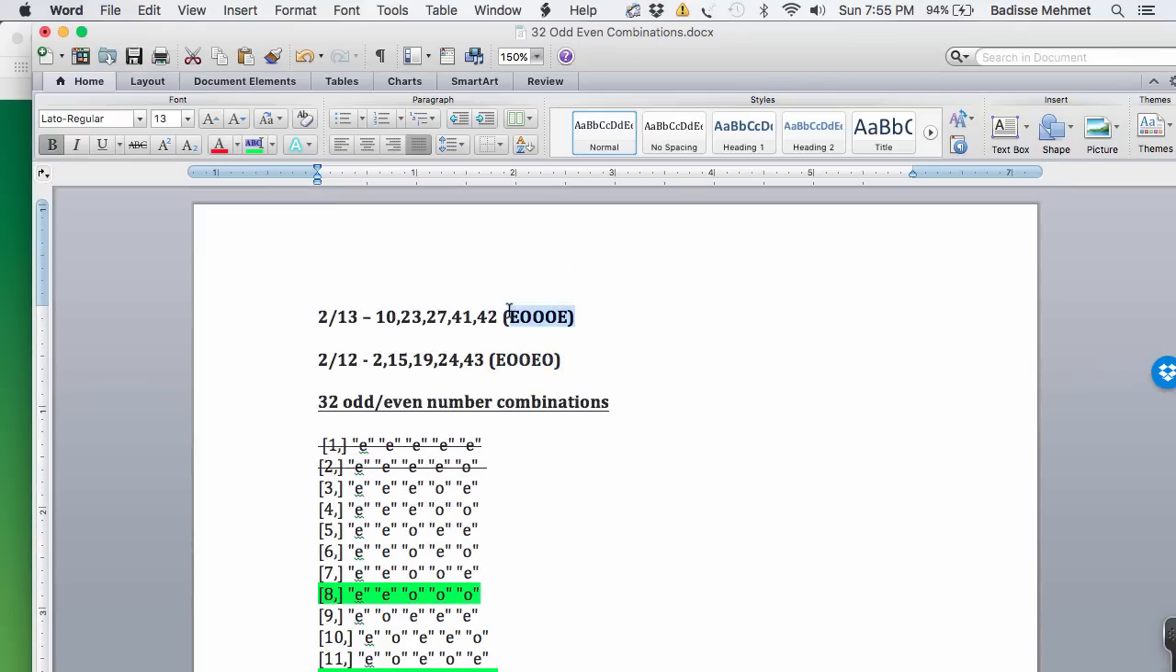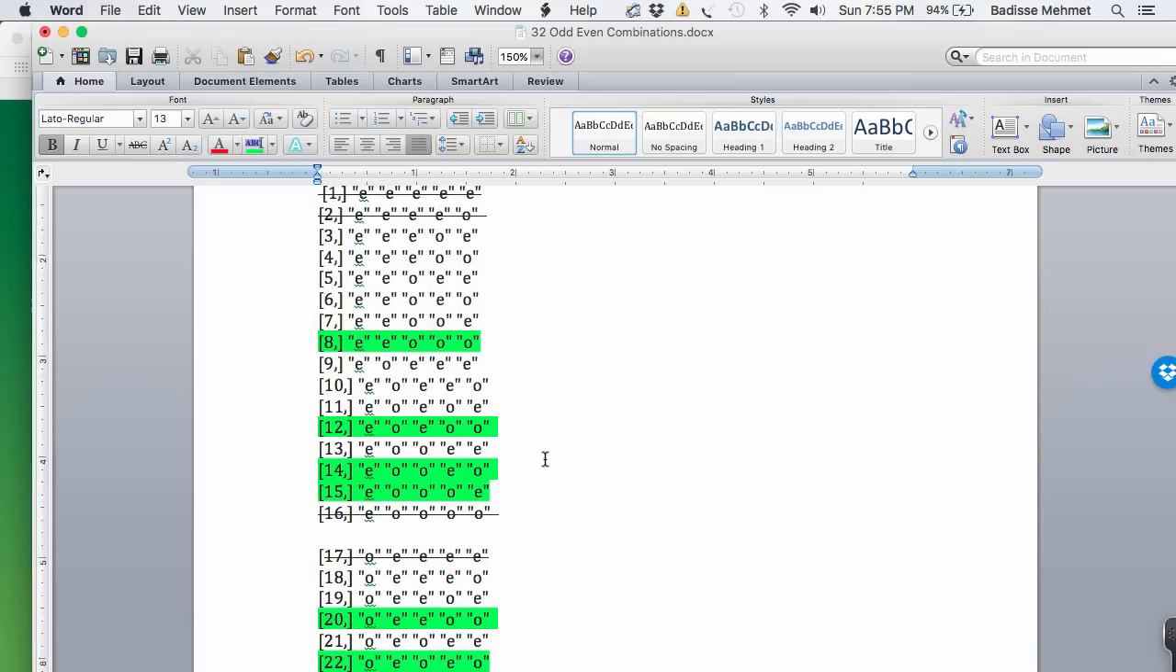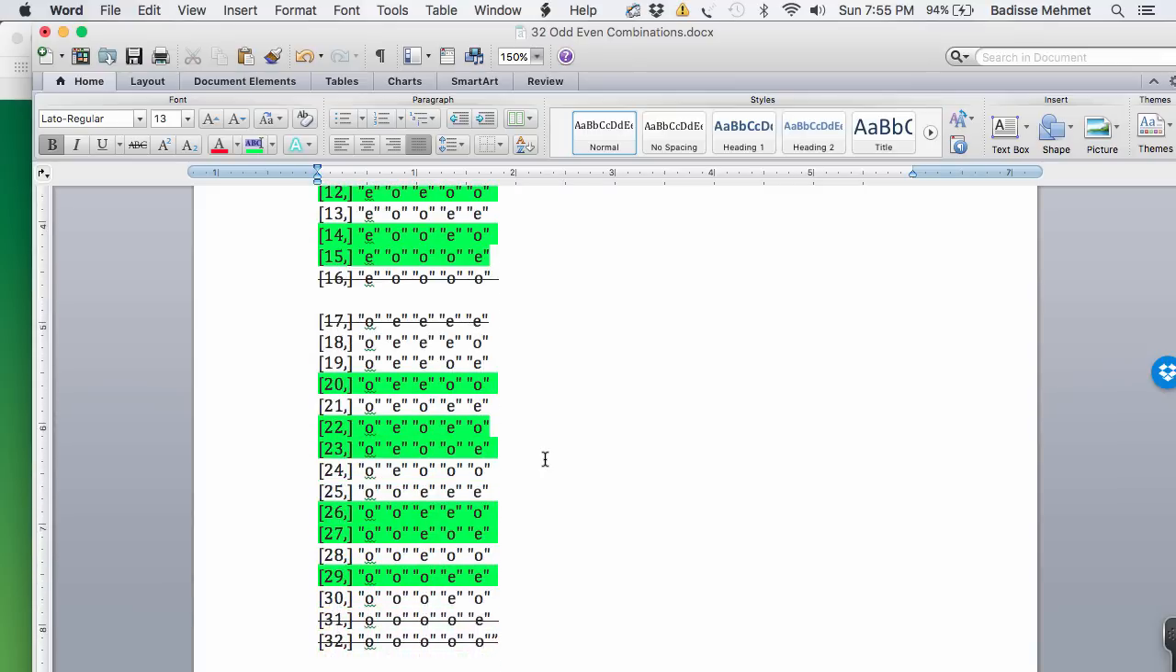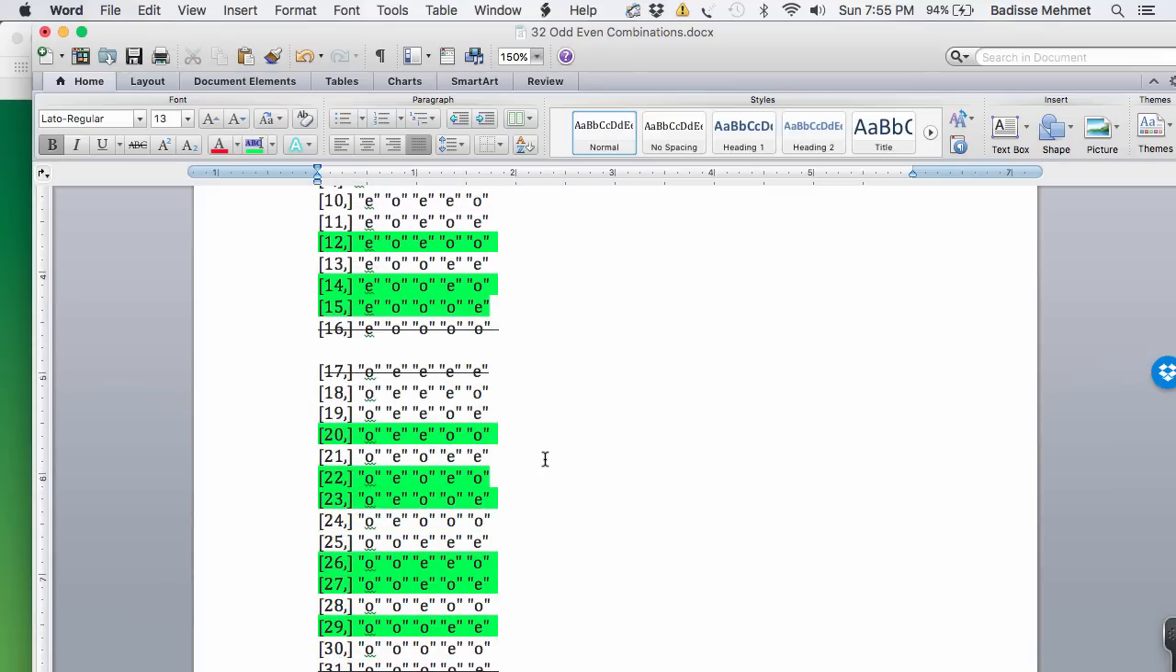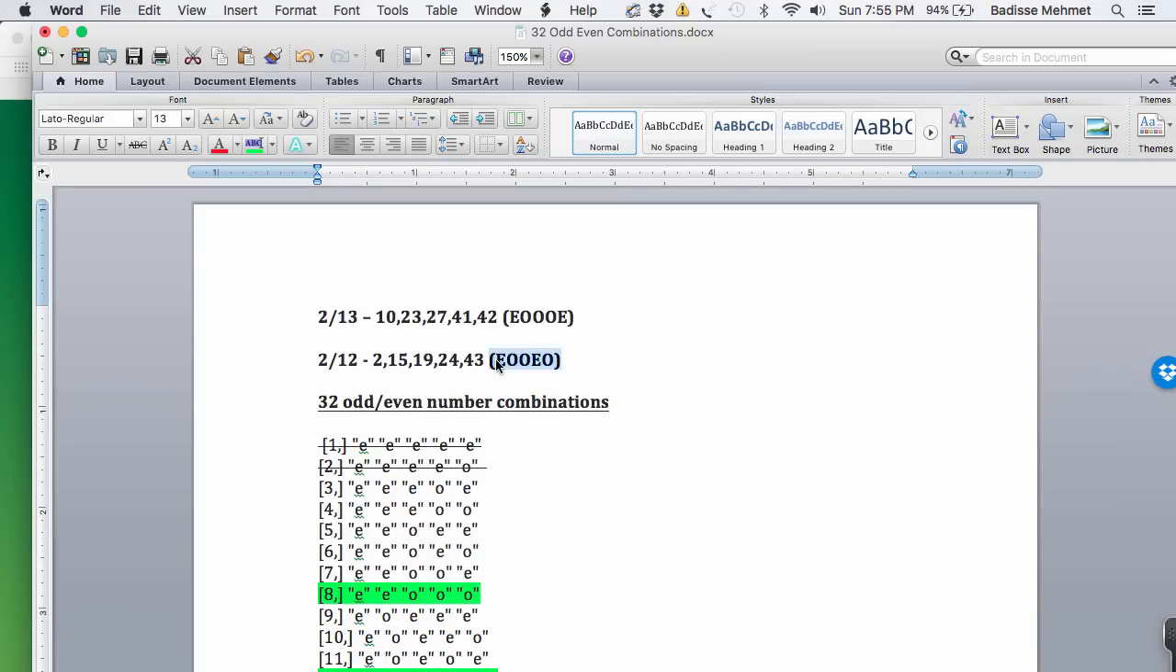And that was even, odd, odd, odd, even. And it came out correctly. Let's look for even, odd, odd, odd, even. Where is that? It's right here, number 14. See that? In the green. So it correctly predicted the number before.